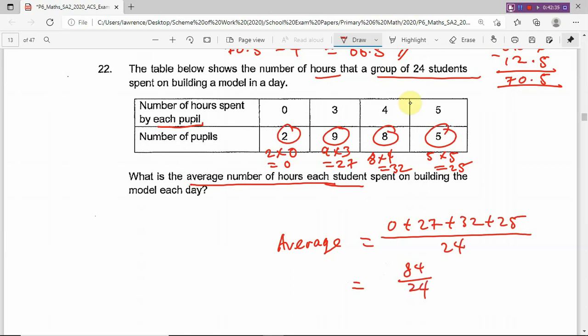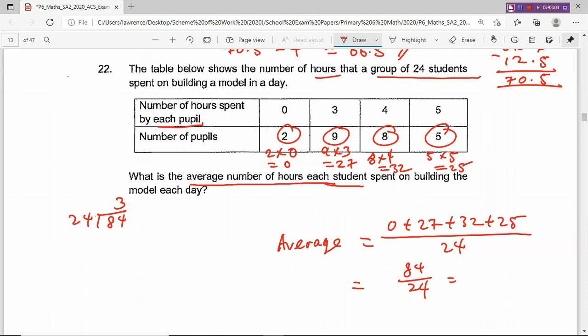Again, students get confused when they get a decimal answer. They thought that it must be a whole number, but it doesn't have to be a whole number. So you take 84 and divide by 24. Then they get confused also because they don't know how to divide by a 2-digit number. So you need to be aware of all these things because in paper 1 you may have all kinds of things coming out.